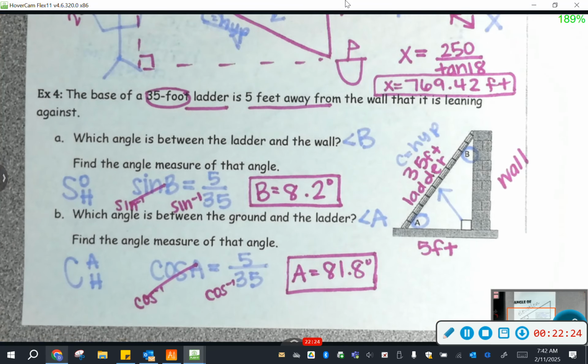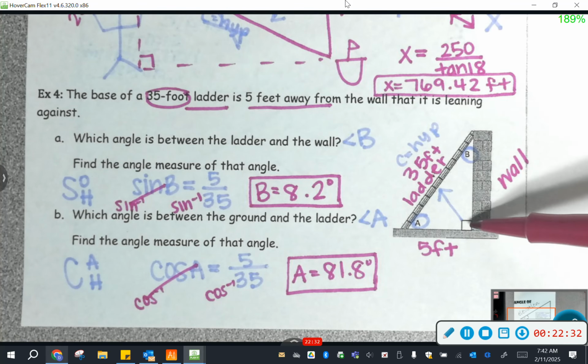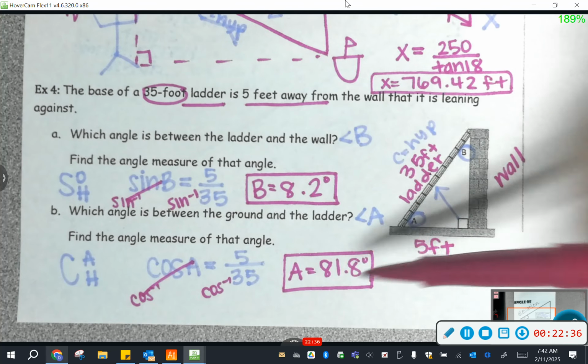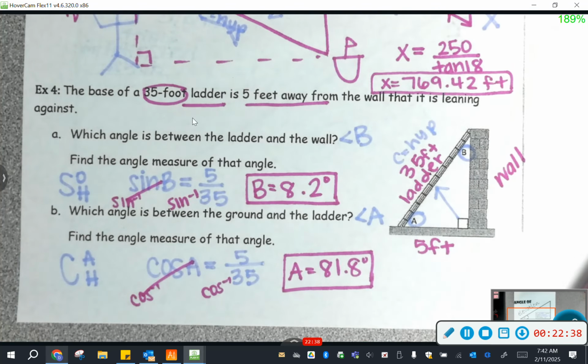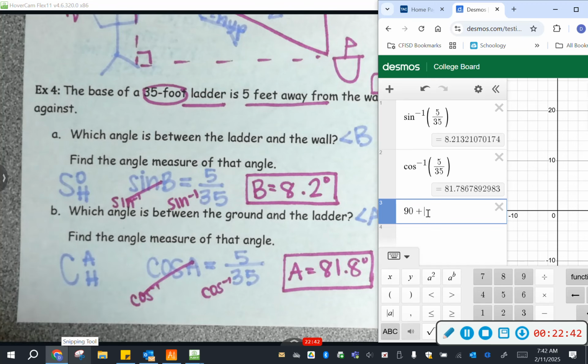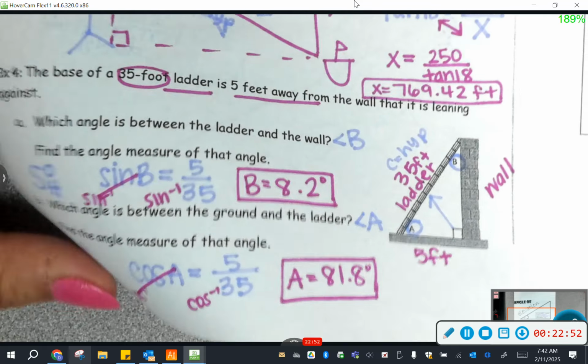Question. What should a triangle add up to? 180. What's right here? 90. Is 90 plus 8.2 degrees plus 81.8 degrees 180? Let's make sure, because if it doesn't, we did something wrong. So 90 plus 8.2 plus, what is it? 81.8? Oh, looky there. So you can check if you got something like that. Okay. All right, last one.